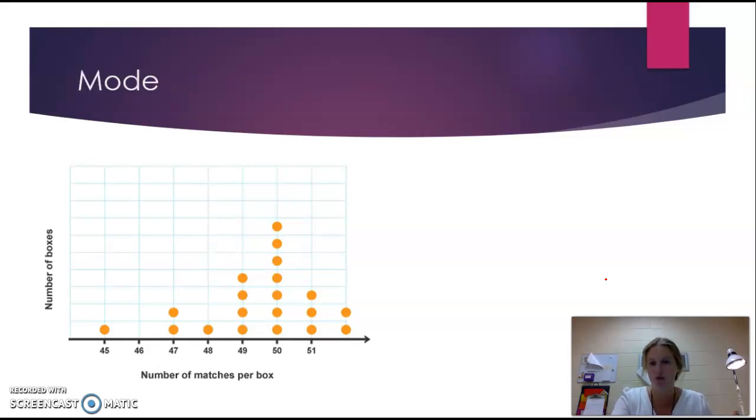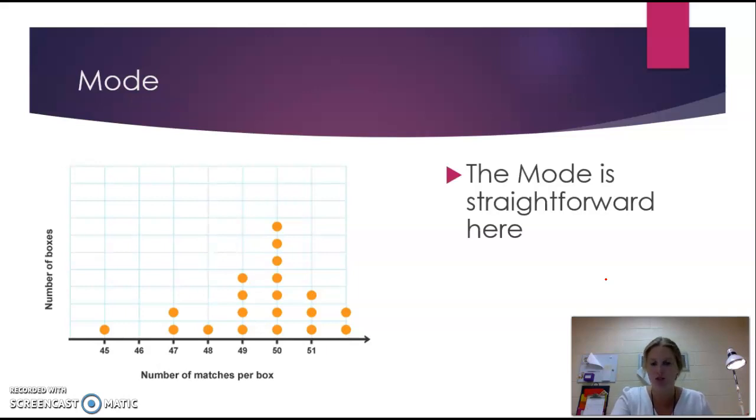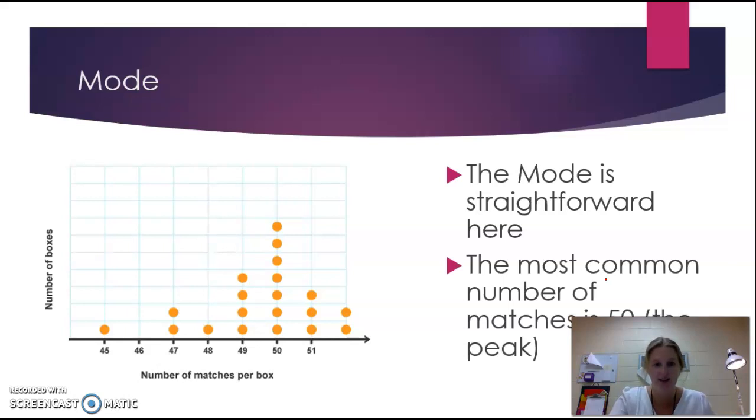So the mode from a dot plot. This one's the most straightforward one. You just look at where the data peaks, or where it's the most common, or where it's the highest. And so we quickly realize that there's the peak. The most common number of matches is 50. Finding the mode from a dot plot is straightforward. So we have the mode is 50 here. From a dot plot, the mode is just where the data peaks.